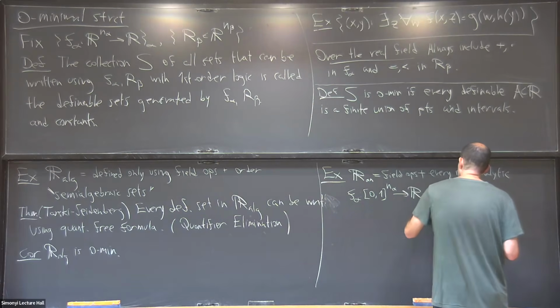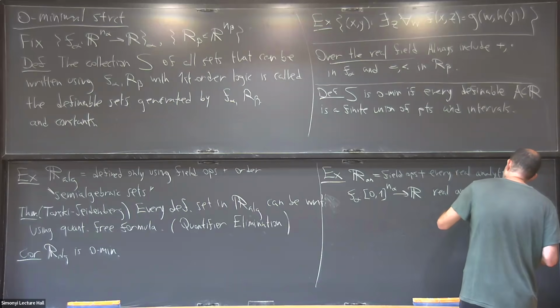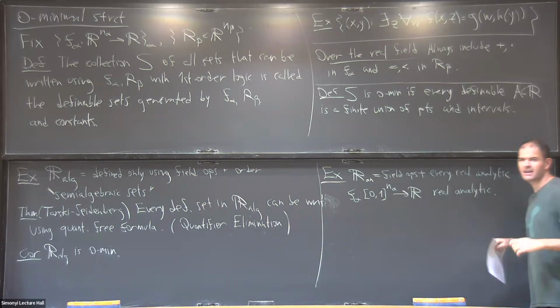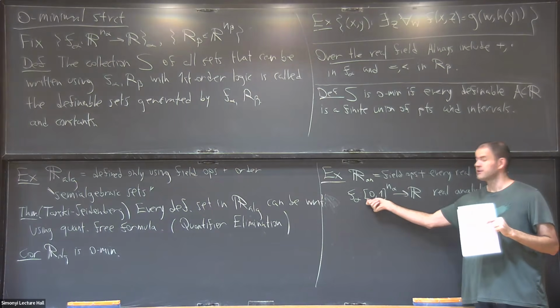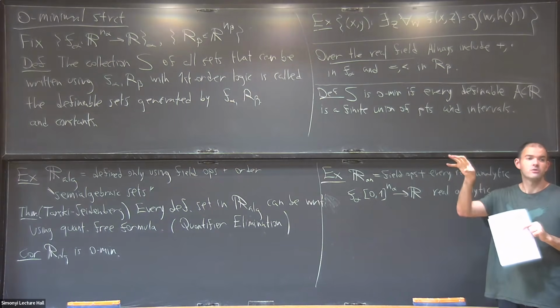I'll say what I mean by real analytic. By real analytic on this compact domain, I mean there is an open neighborhood where it's real analytic, or you can just say it's real analytic at every point of this compact set. So for every point, there should be an open neighborhood where it converges.